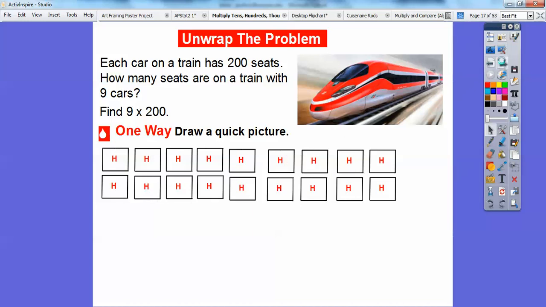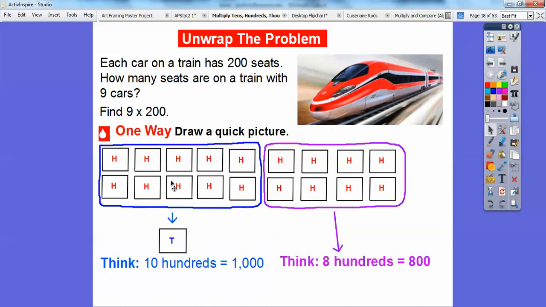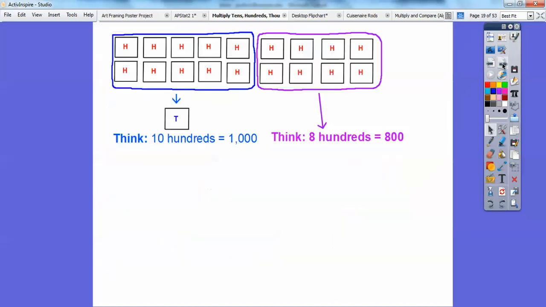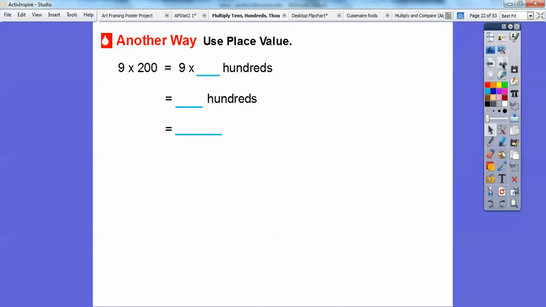Now I'm going to group them. If I group them, here's 10 hundreds, and 10 hundreds makes 1,000. And then here's 8 hundreds, which makes 800. So I'll just add 1,000 plus 800, and I get 1,800. Easy enough.